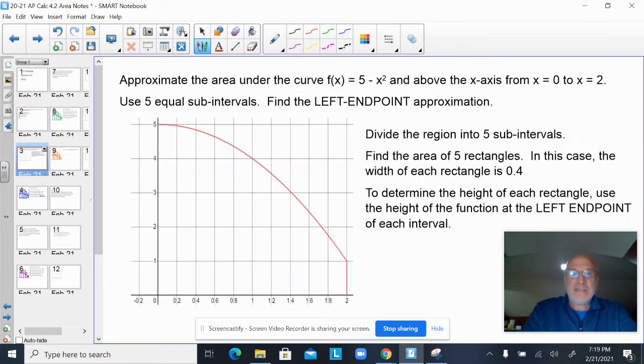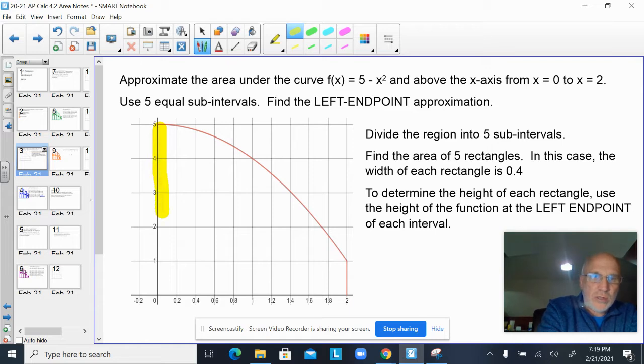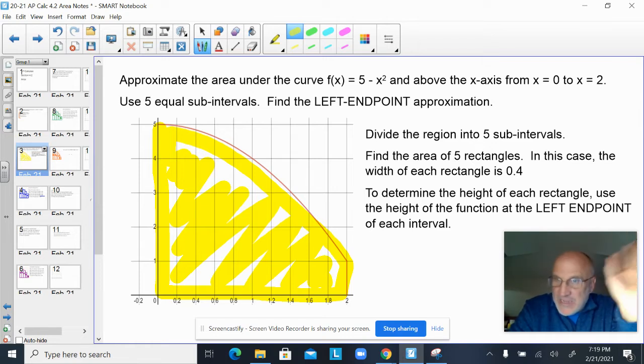So as the example for today, I've got this curve, f of x equals 5 minus x squared, just a parabola all the way down. So approximate the area under the curve, f of x equals 5 minus x squared, above the x-axis from x equals 0 to x equals 2. So the area we are trying to find is all of this, like all this. That's the area we're trying to find. Okay. And we don't know the exact area yet, but we're going to approximate the area using rectangles.